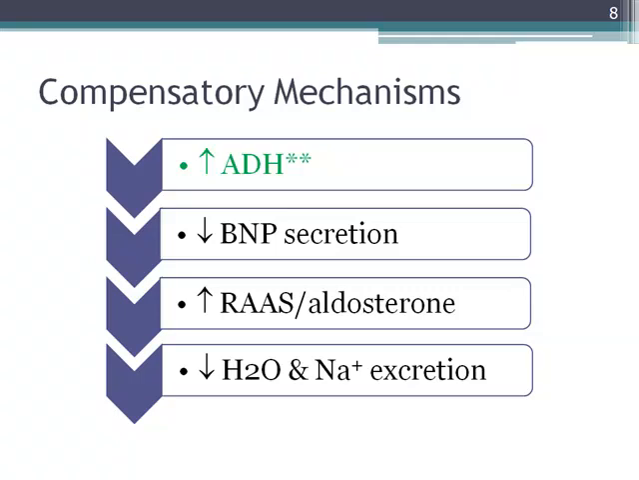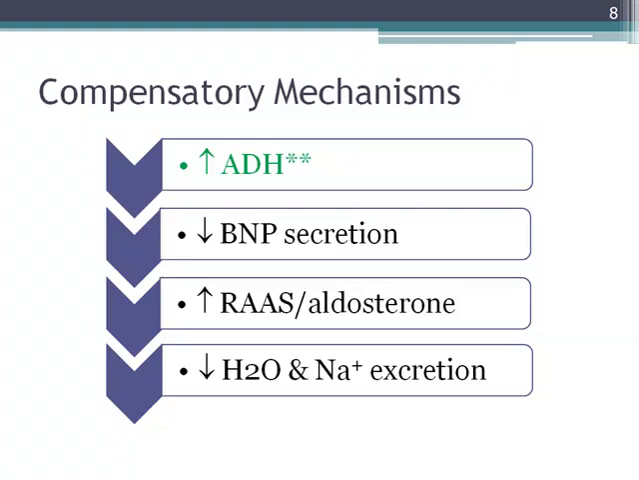What does antidiuretic hormone do? It causes us to not pee. I like to call it the no pee hormone so I can remember what it does. So it causes us not to urinate, and as a result we retain water to make our extracellular space more dilute again, right?